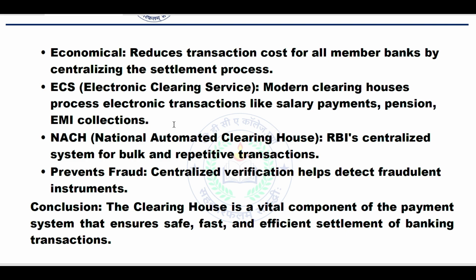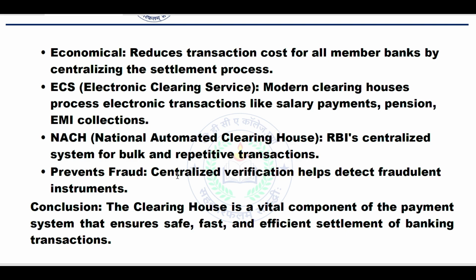ECS, electronic clearing services. Modern clearinghouses process electronic transactions like salary payments, pensions, and EMI. NACH, that is National Automated Clearing House, run by RBI, is a centralized system for bulk and repetitive transactions. Prevent frauds, as centralized verification helps detect fraudulent instruments.